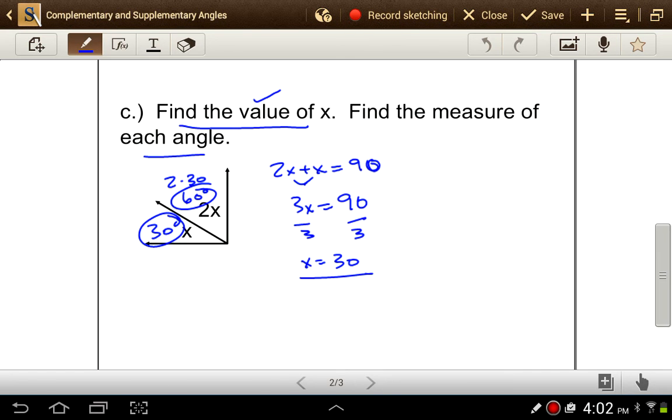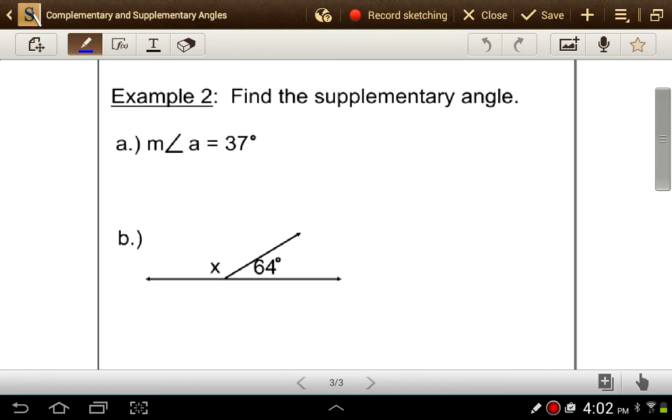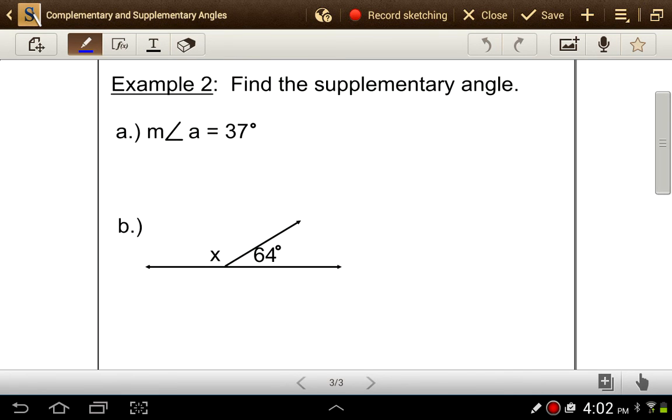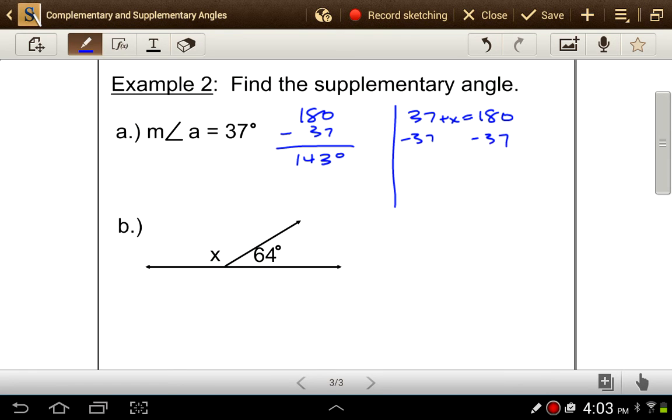Okay, in example 2, we're finding supplementary angles. So this time, they're going to add up to 180 degrees. So I'm going to do the same thing, except have them do 180. So you do 180 minus 37 degrees. And when I subtract those, I'm going to get 143 degrees. Okay, or I could write it as an equation. I could do 37 plus x equals 180. I could subtract 37 from both sides. So I'd get x equals 143 degrees. Okay? So either way, I'm getting 143 degrees.